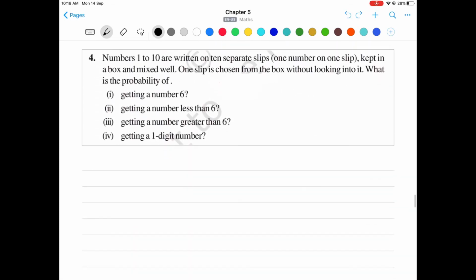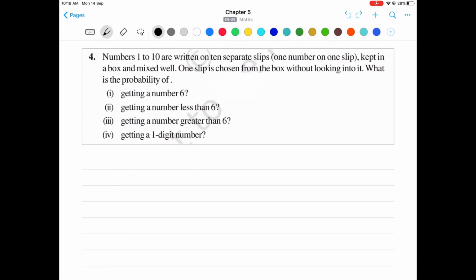Moving ahead to the next question, we have numbers 1 to 10 written on 10 separate slips, one number on one slip, kept in a box and mixed well. So we have 10 slips with numbers 1 to 10 written on them, and those slips are put in a box and mixed well. One slip is chosen from the box without looking into it. What is the probability of getting a number? So we have to find the probability of different numbers.